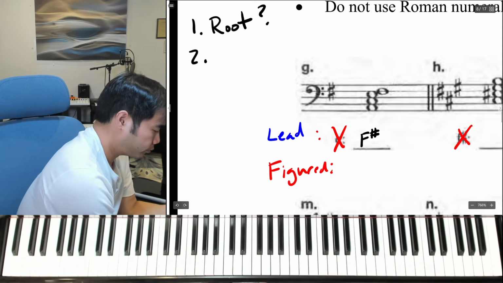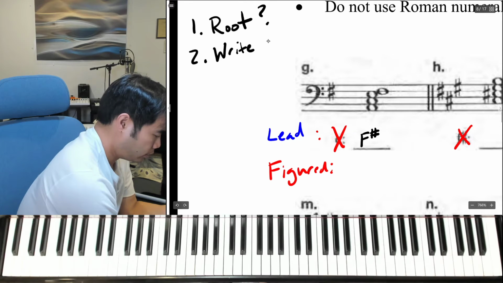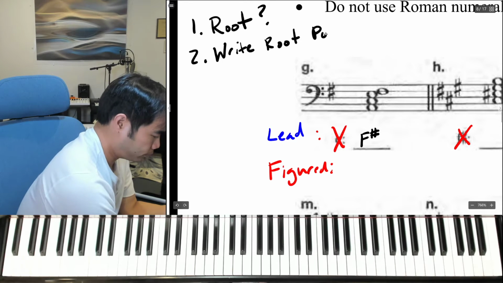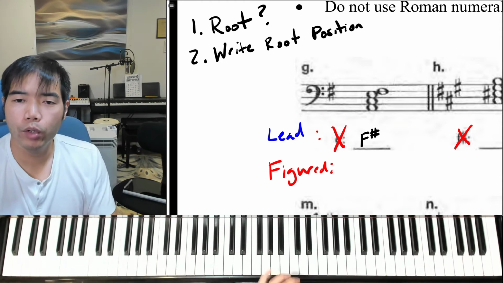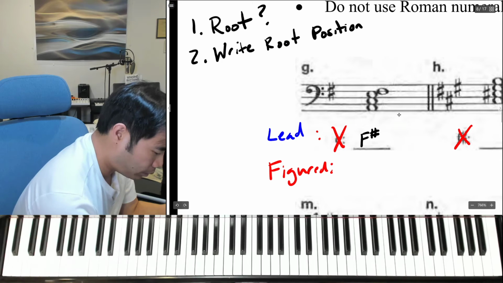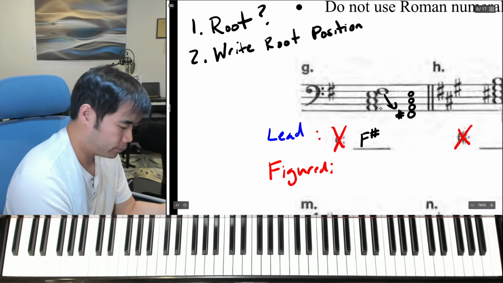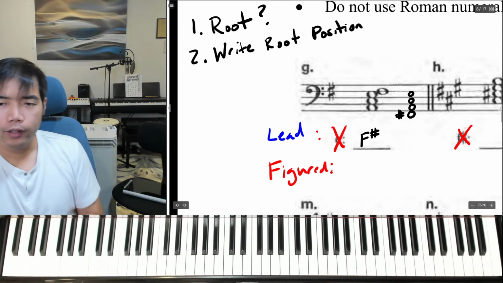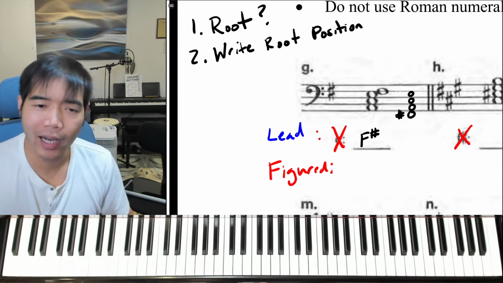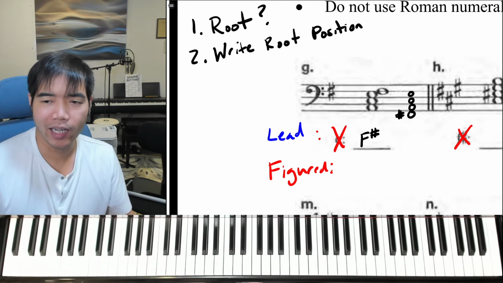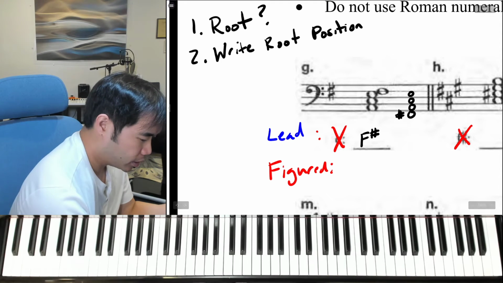Step number two, write it in root position. Okay, so we're going to rewrite this chord again, but we're going to move it to root position. This is easy to do. I'm just going to move the root down. So I have F sharp, then A, C, E. Okay, so now I've shifted it into root position. Why did I do this? I did this so that I could actually see the triad and the seventh easily, to analyze it easily, okay? Just to make my life easier.